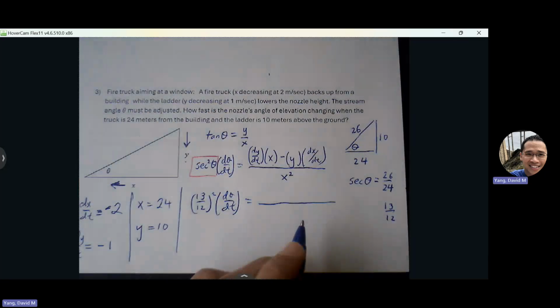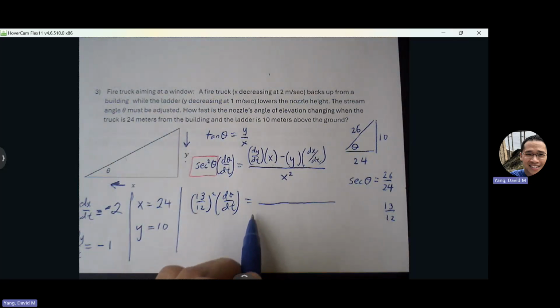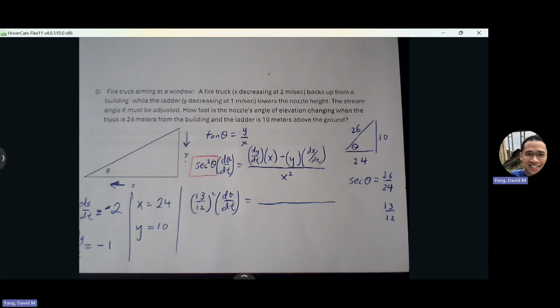Now you're just putting everything in, trying to get that d theta dt by itself. Try that, see if you can work your way down to your numeric answer.